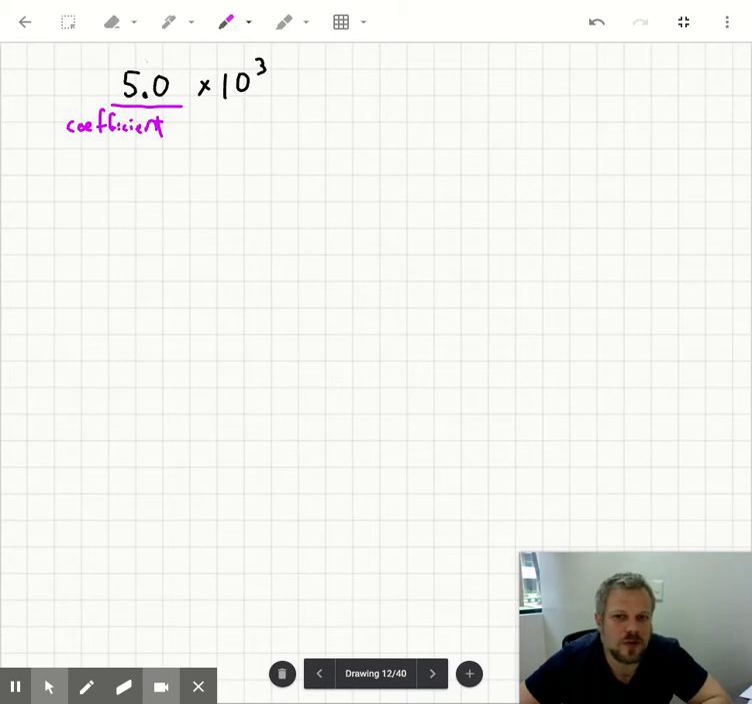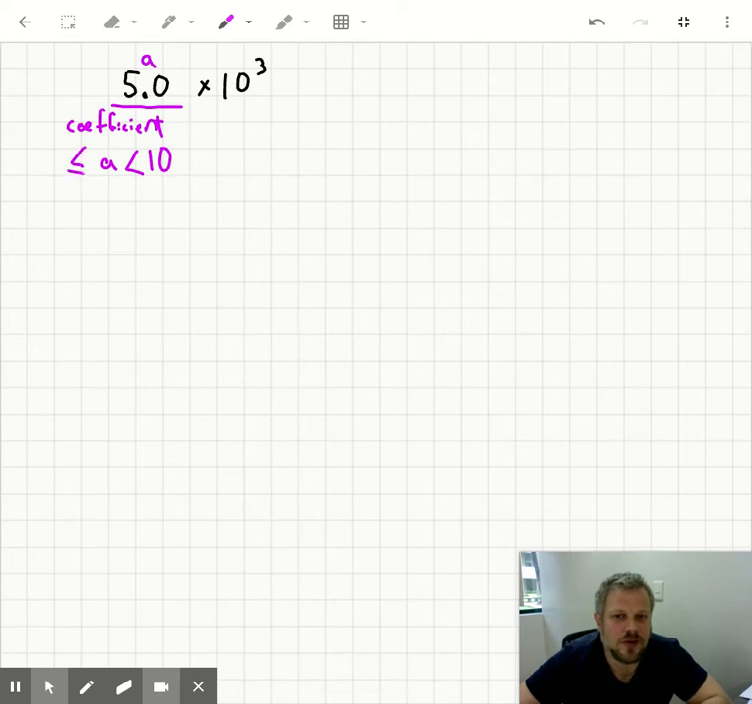So we could say this is A. And so A has to be less than 10, but it has to be more than, but it could also be equal to 1. So basically it has 1 digit to the left of the decimal. That's what we know, right? And then this is times 10, that's our base, and this is our exponent, okay?